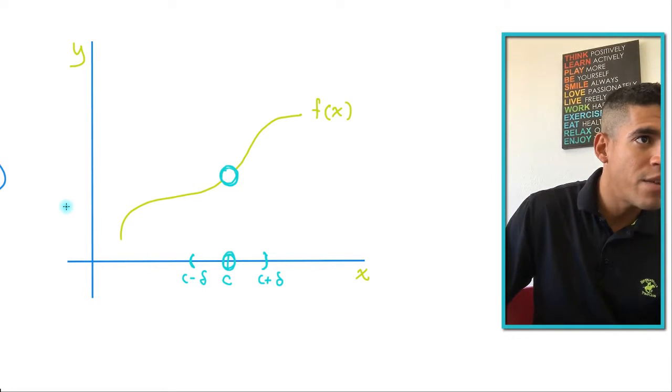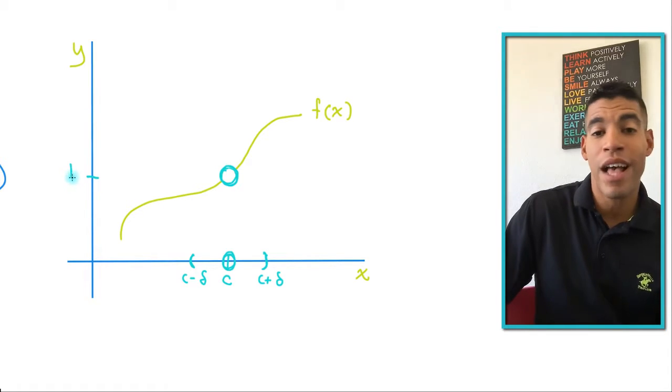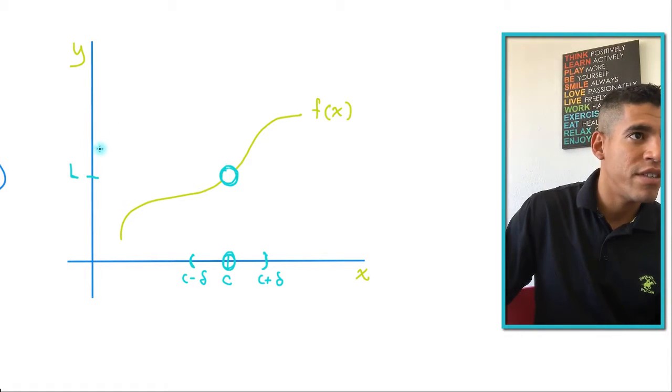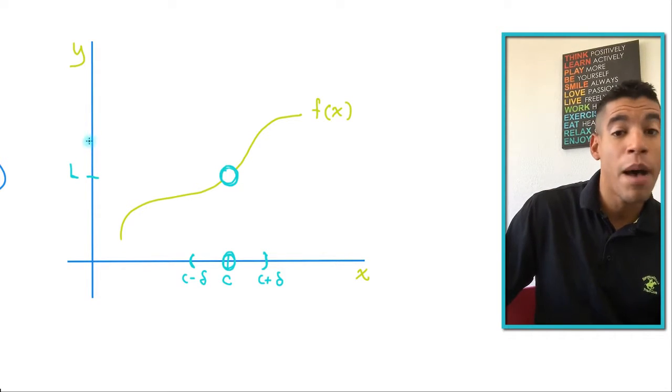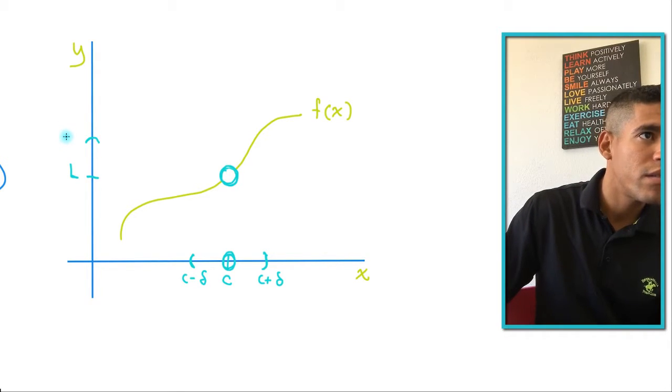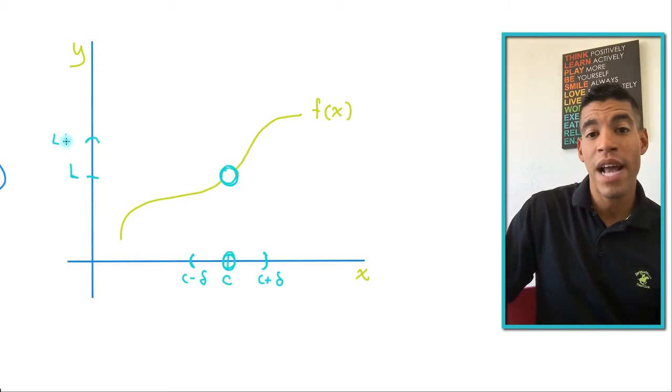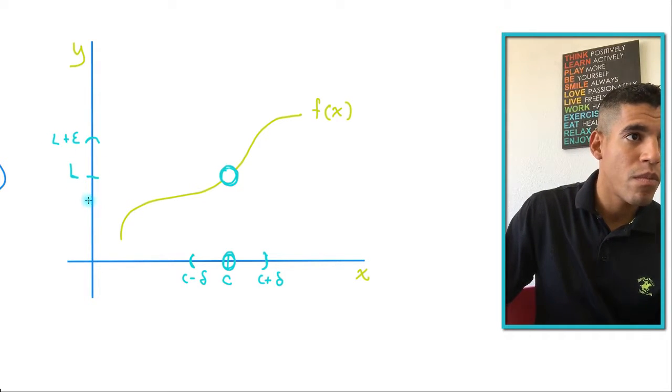Well, this value is called L, right? Then what's L plus epsilon? Well, it's epsilon units to the top of L, right? And what's L minus epsilon? It's epsilon units to the bottom of L.